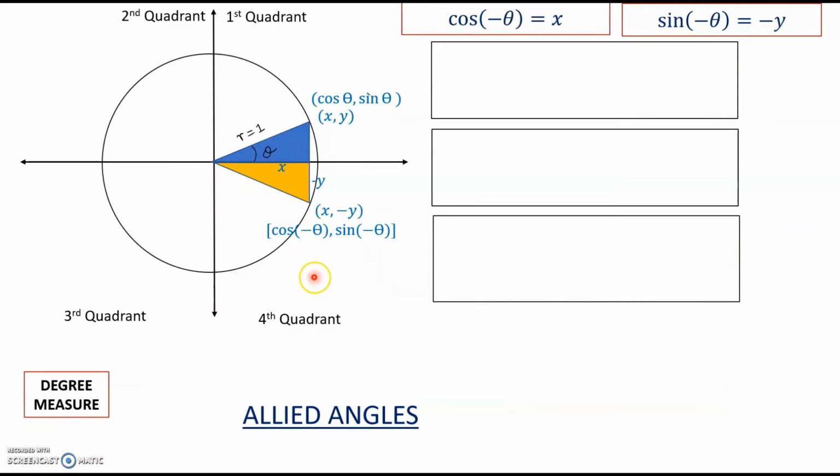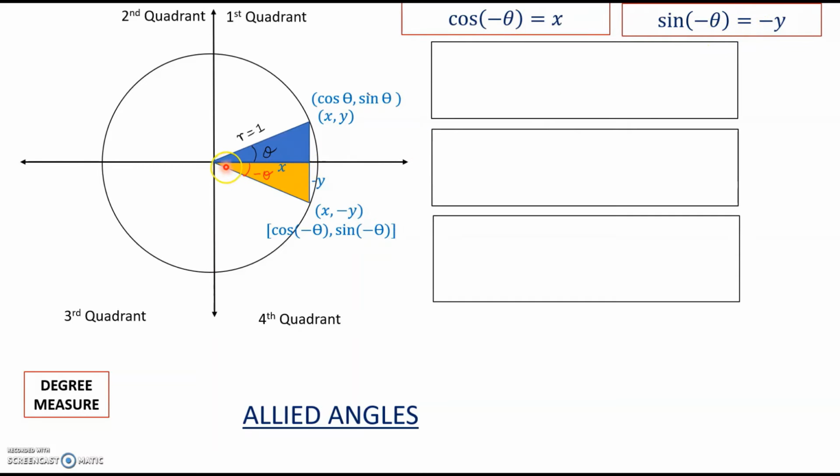Then the last angle that we would look at is the negative angle, which is minus theta, from here to here. It is theta. Since it's in the opposite direction, this will be minus theta. However, your coordinate here would be x, comma, minus y. Applying this, we will have cos(minus theta) and sine(minus theta). So our cos(minus theta) is equal to x, and our sine(minus theta) is equal to minus y.